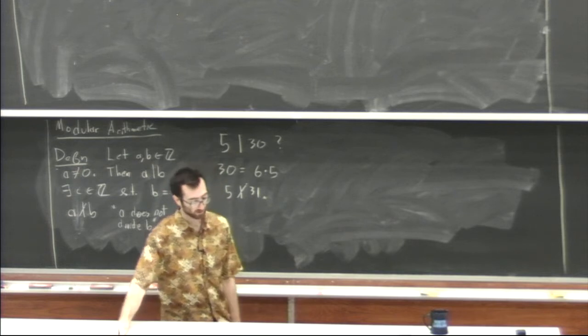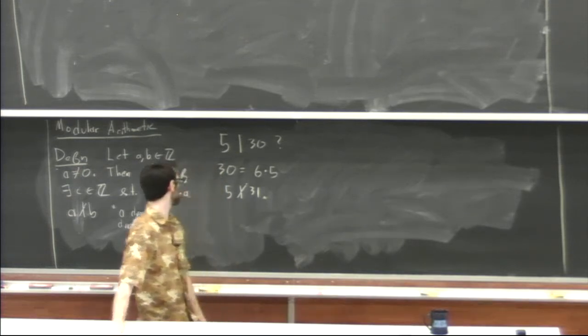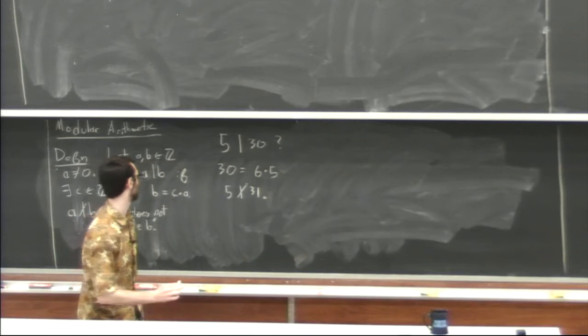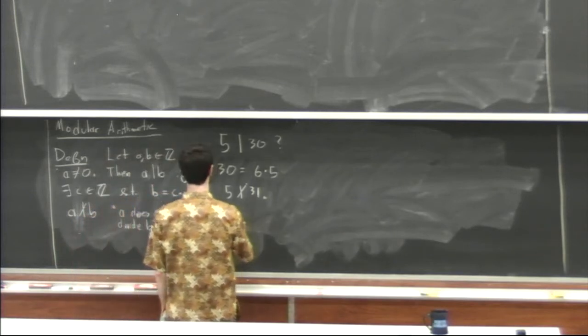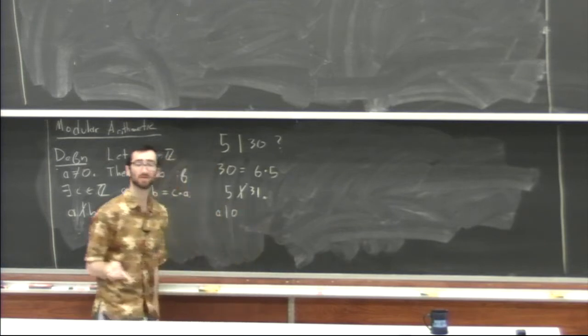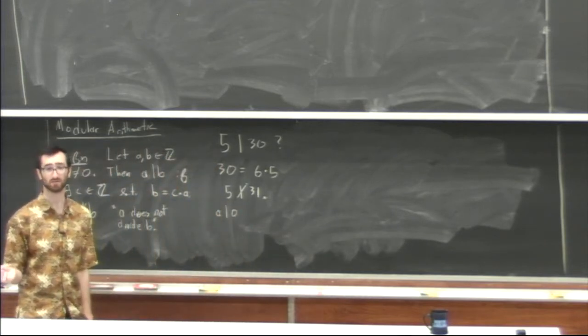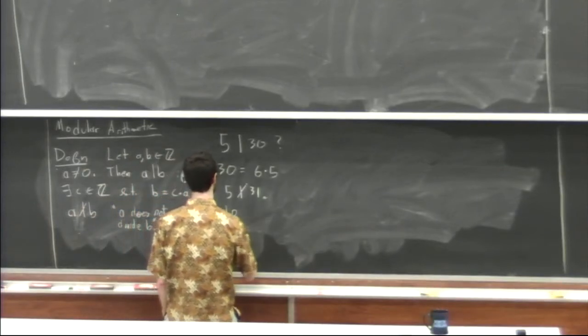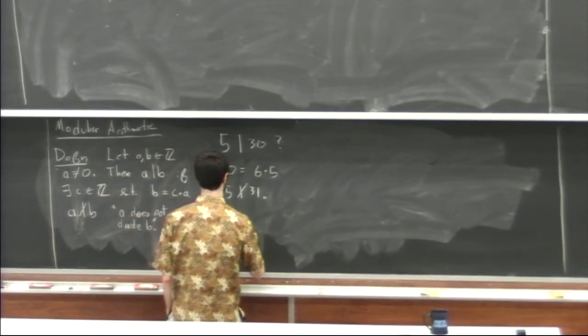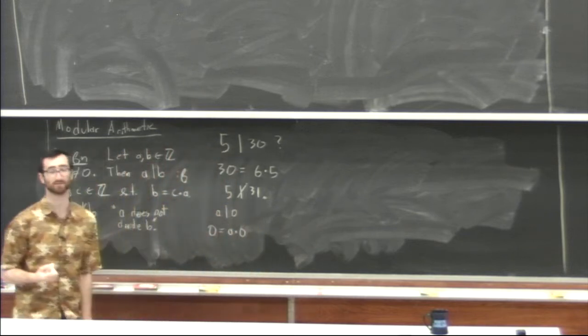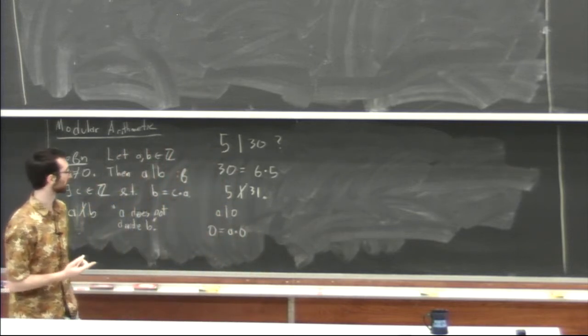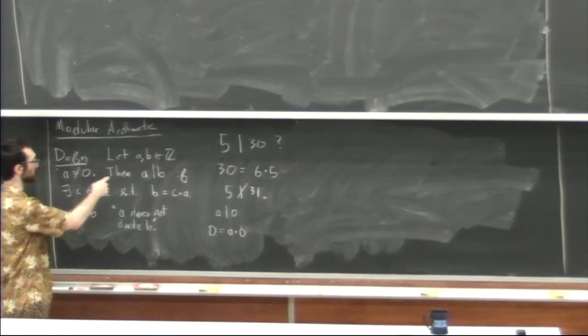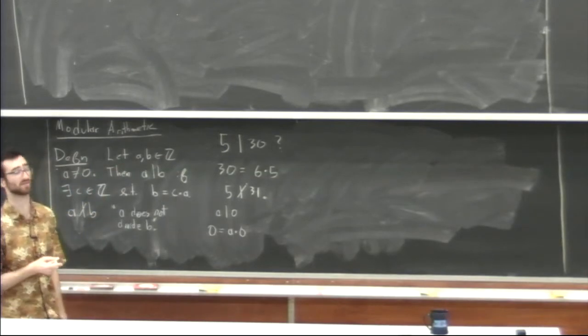One important thing to remember is that any number a always divides 0. Everything divides 0 because 0 can always be written as a times 0 for any non-zero a. So just remember, I only demand that a is not equal to 0. B can be 0, and that's just fine.